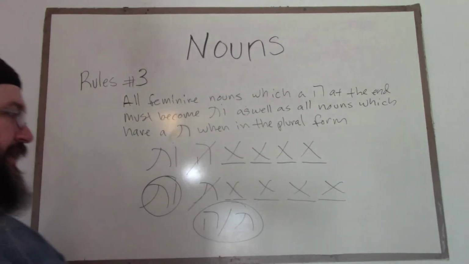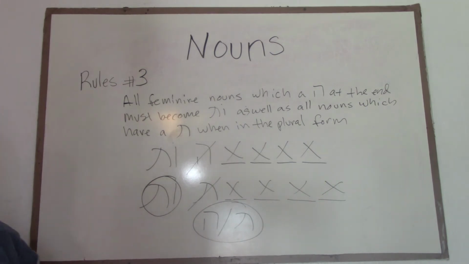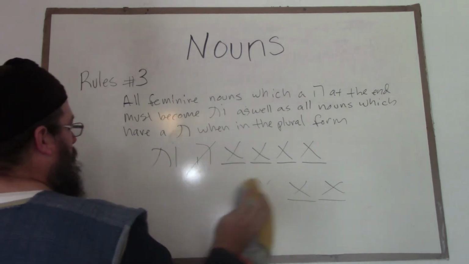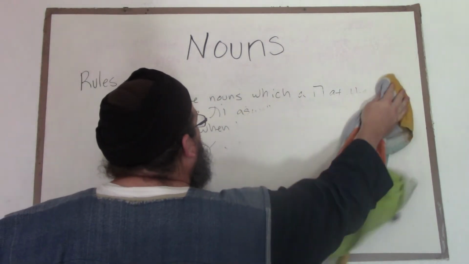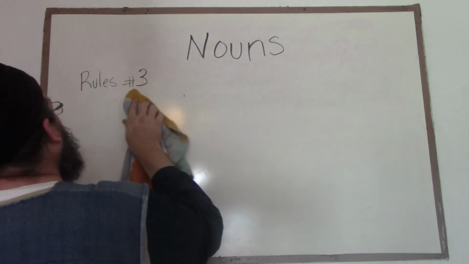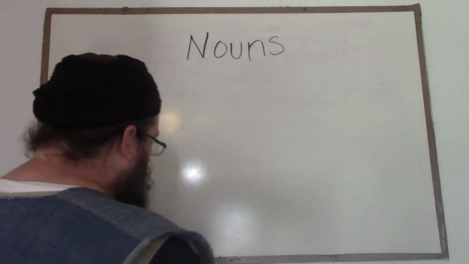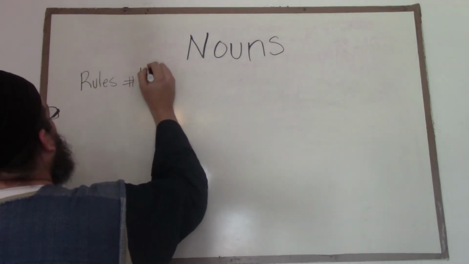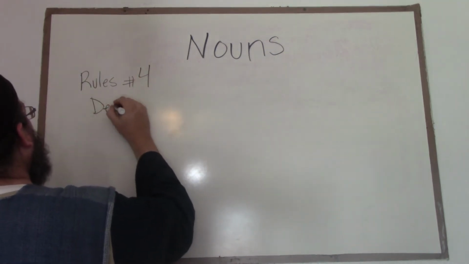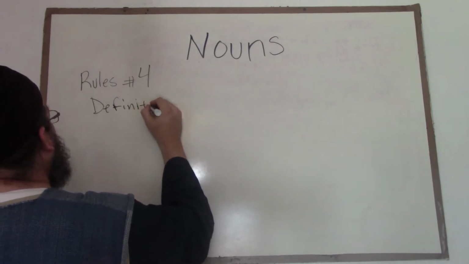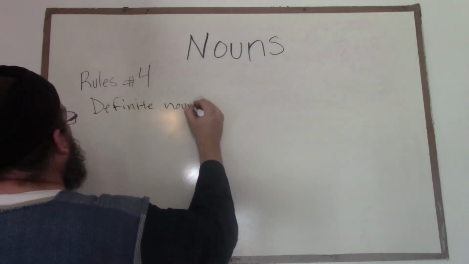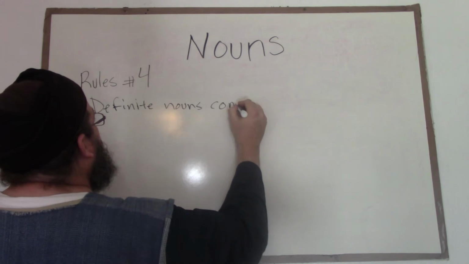Now we have to understand rule number 4. Rule number 4 is going to teach us about how to identify a definite noun. Okay? So rule number 4. Definite nouns come in 3 forms.